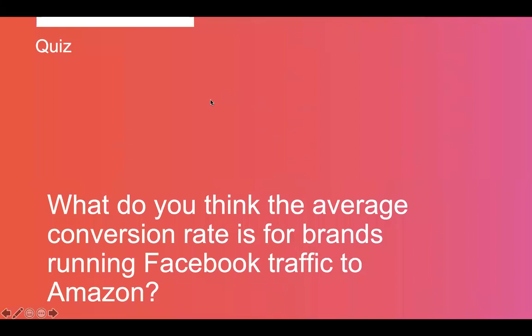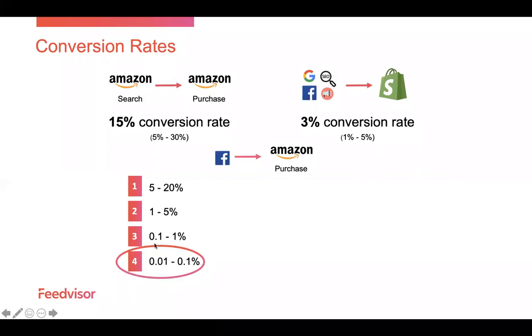All right, so it seems like the majority is saying 1 to 5%, very close to what a normal e-commerce conversion rate is. And the next most common is just under that. There are also some votes for the other options, but the majority are in the middle. So overall, sending traffic from Facebook to Amazon is actually a really abnormal number.